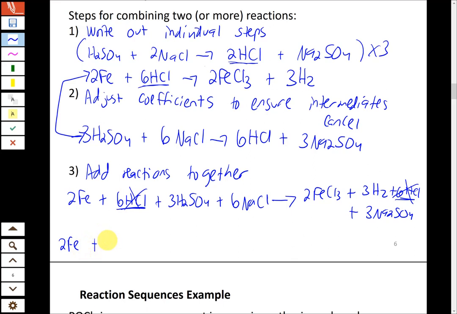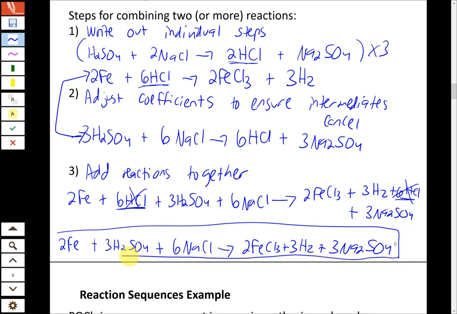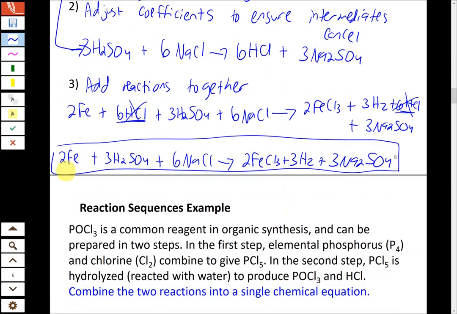It's going to be 2Fe, 3H2SO4, 6 sodium chloride to make 2 iron 3 chlorides, hydrogen, and sodium sulfate. All right, so that's going to be the final equation after we've adjusted coefficients to cancel out intermediates and added them together on both sides. All right, so any questions on that process? We'll see it a lot today, so if it's not totally clear now, we'll go through it a few more times. So let's just do an example of that.